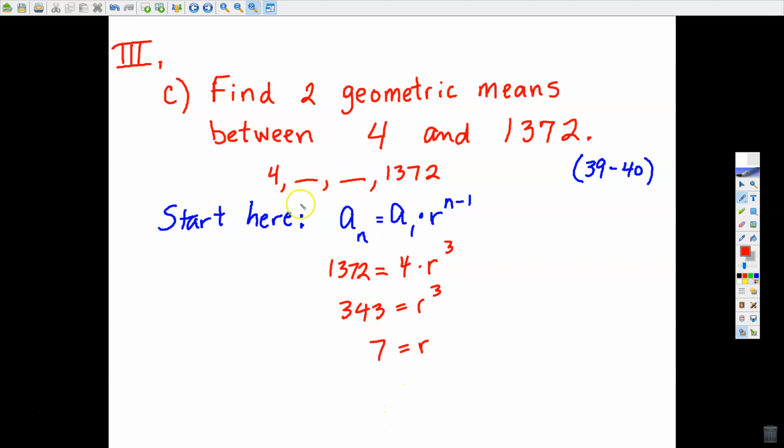So now it's going to be pretty easy to come up with these two missing terms. 4 times 7 is 28, and 28 times 7 is 196. Okay, so that's how you'll go about doing these two problems.